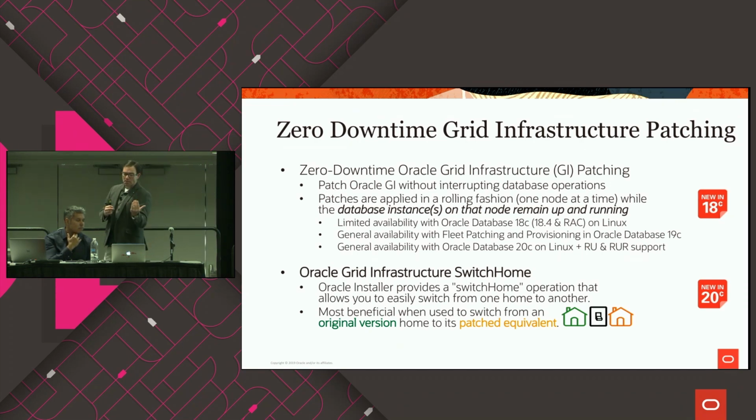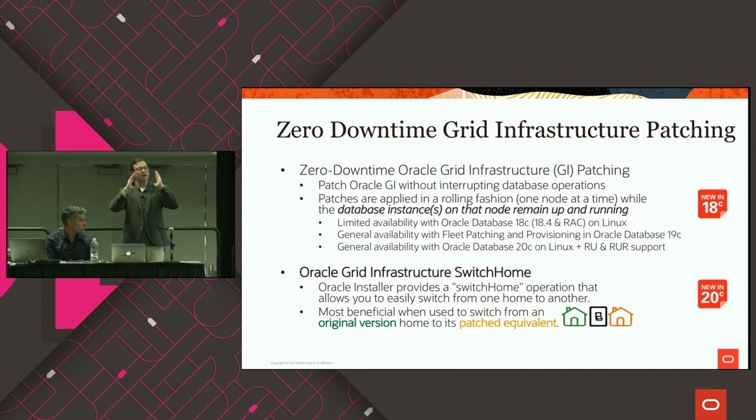You can then combine this feature also with another feature coming up in 20c, which is Oracle Grid Infrastructure Switch Home. And a lot of you have asked for this because it basically does one thing. It says, I have a home of a grid infrastructure. Here is my other home, which has the desired version. I would like to upgrade this home within the desired version.